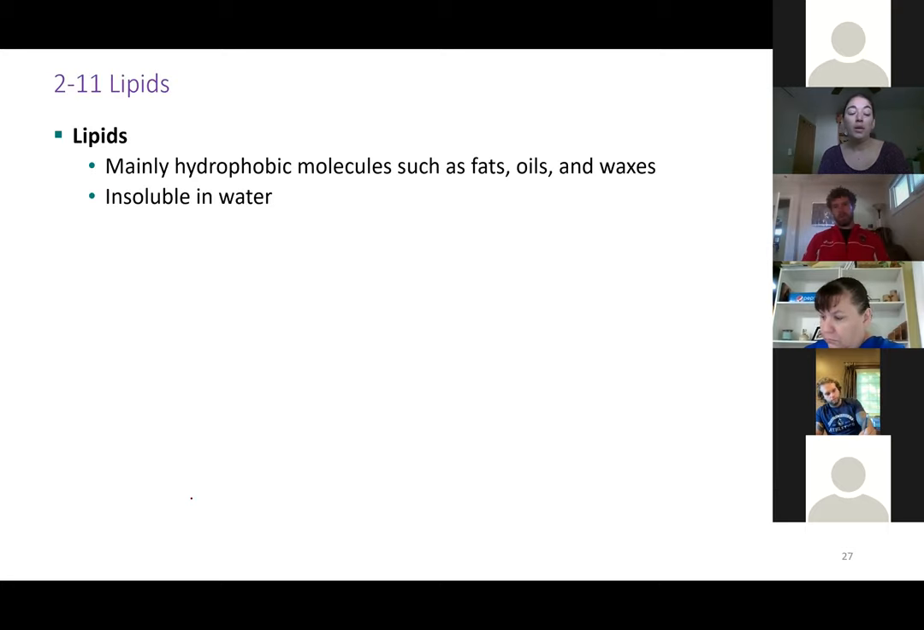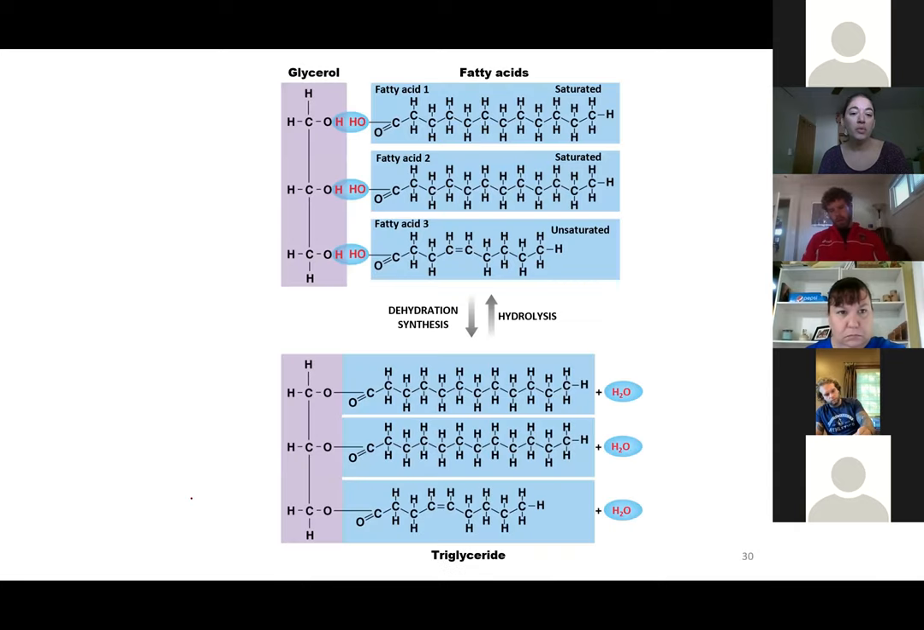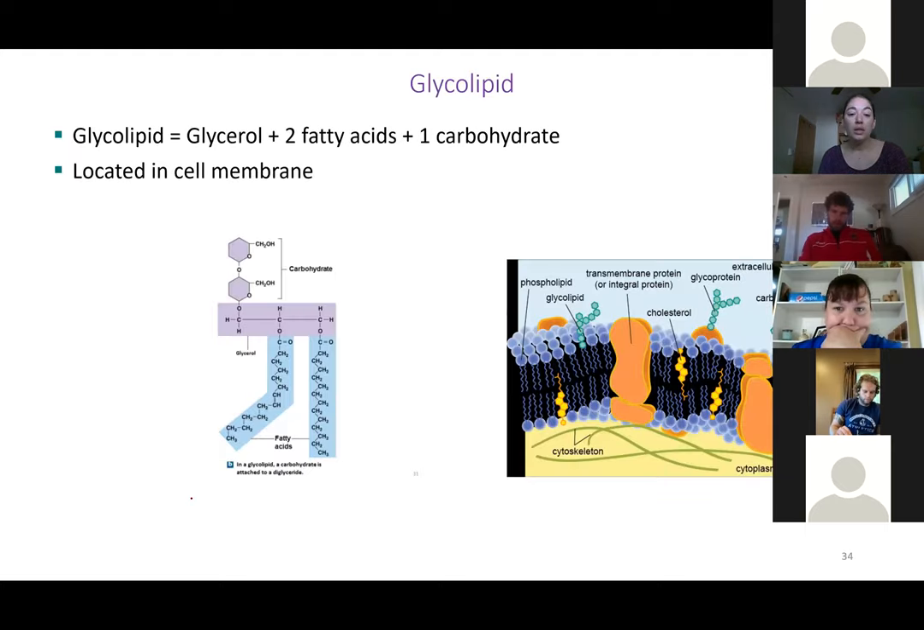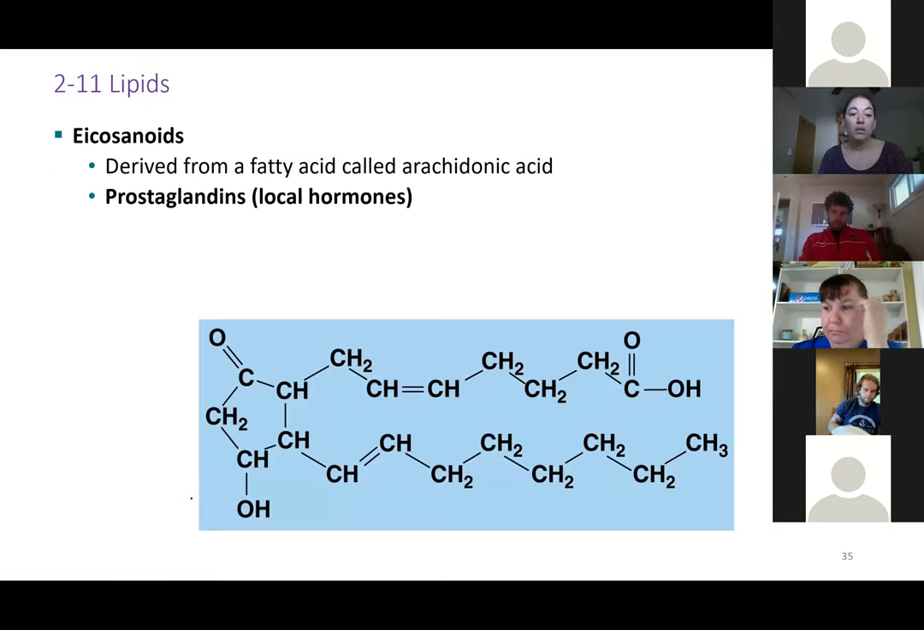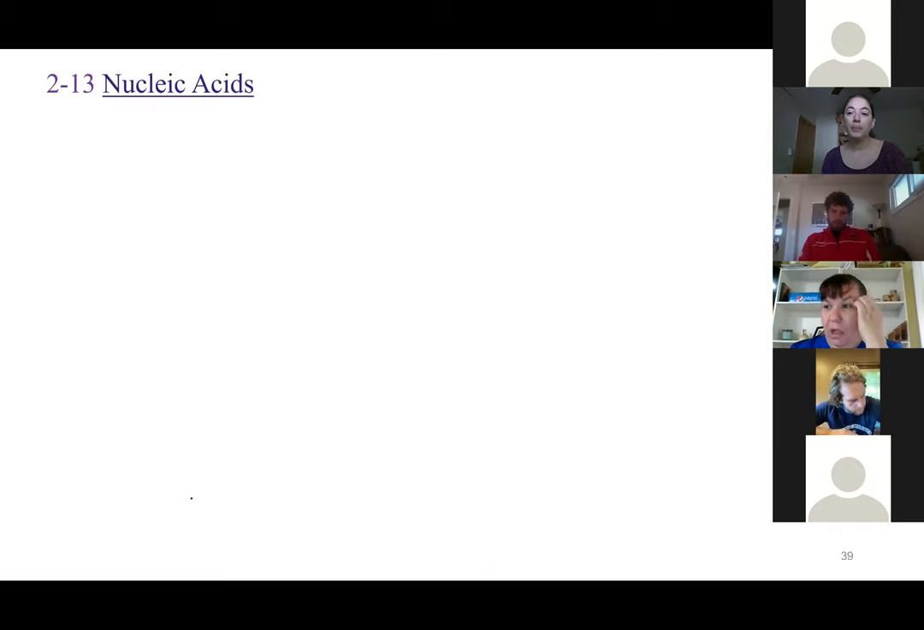Okay. I don't think we need to go over lipids again, so I'm just going to go through this really quick. Remember the difference between saturated and unsaturated and the implications that has. I want to get to nucleic acids so we have time. Okay, nucleic acids. And if we have time after we talk about nucleic acids, then we'll watch the video. We'll just see how it goes.